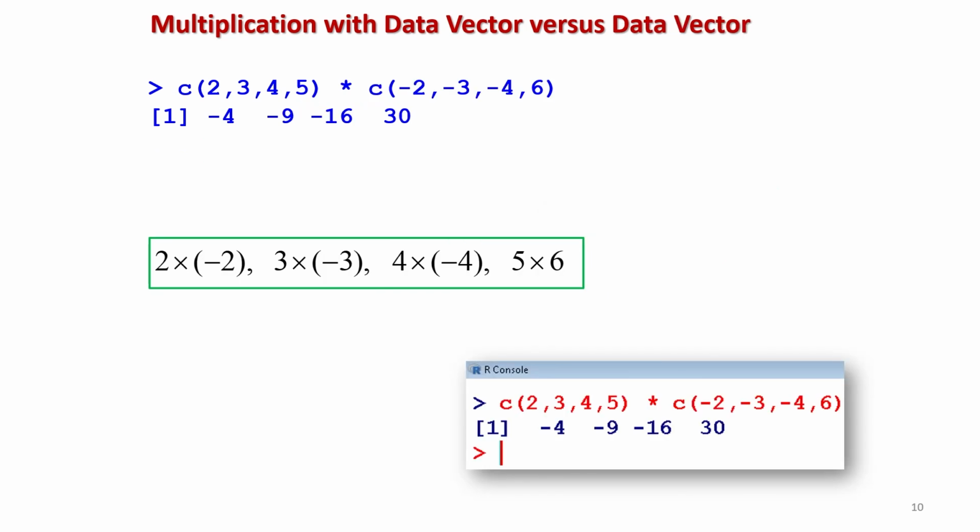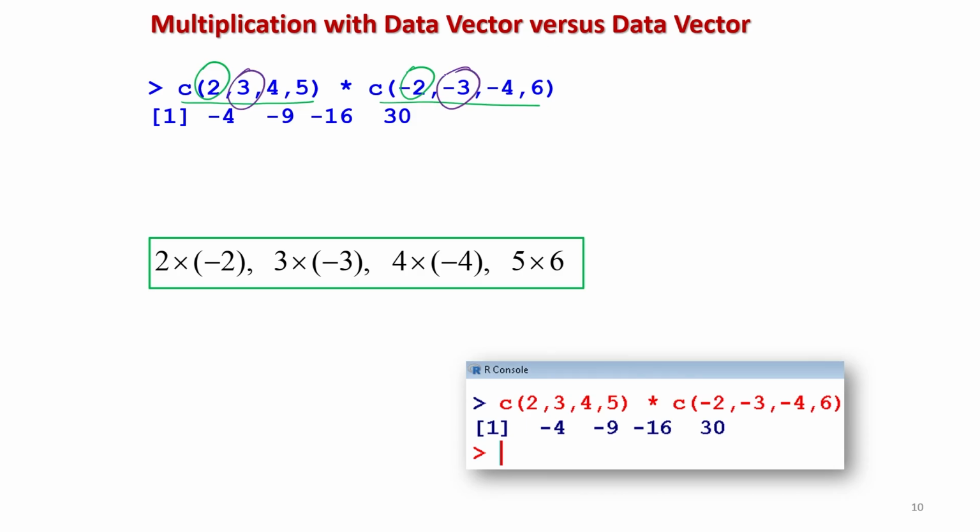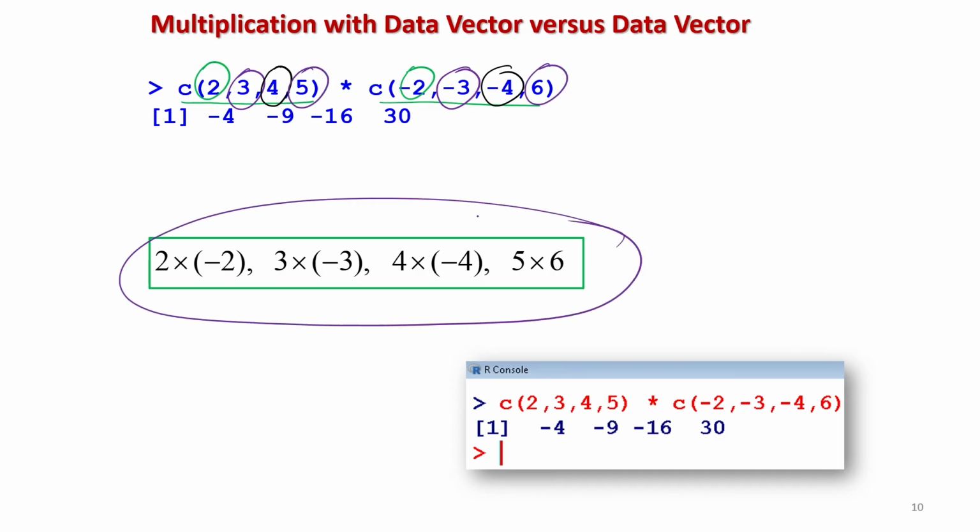Now similarly, if you take two data vectors of the same length, say c(2, 3, 4, 5) and c(-2, -3, -4, 6), what will happen? The numbers at the respective places will be multiplied together. For example, 2 and -2 will be multiplied together. Then 3 and -3 at the second positions. Then the numbers at the third position, 4 and -4. And finally, the numbers at the fourth position, 5 and 6, will be multiplied. So that is pretty simple.